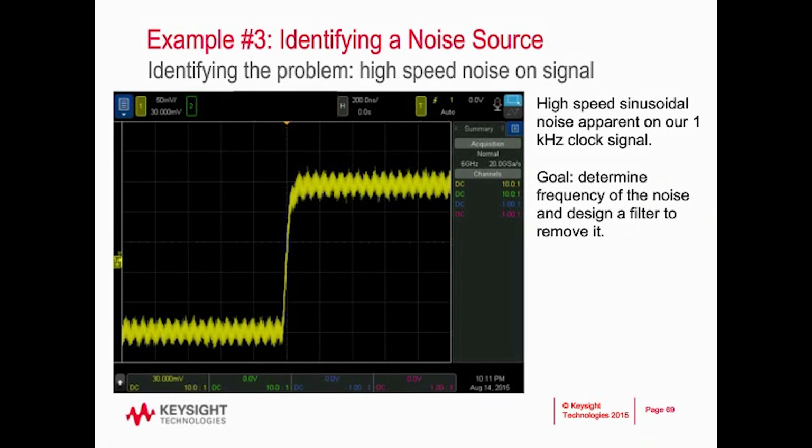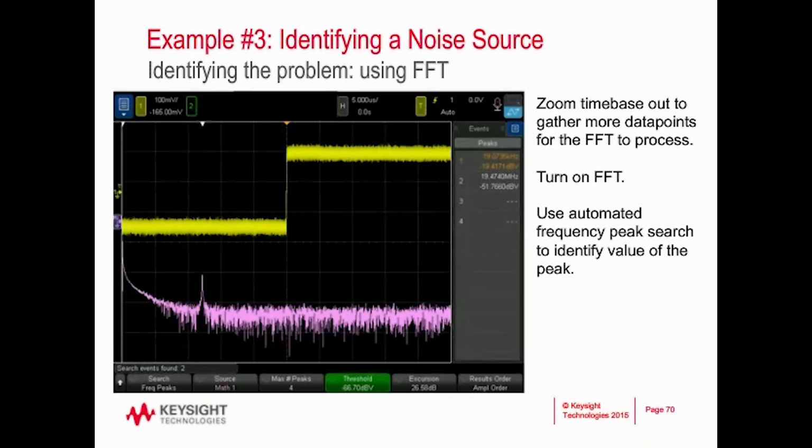For our third example, we're going to be looking at a slow clock with a high-speed noise riding on top. And if we zoom in our time base to an edge, like we see here on this screenshot, we're seeing a sinusoidal high-speed noise riding on the signal. And our job is to determine the source of this noise. And if it's not possible to shield or prevent it, we're going to need to design a filter to remove the noise from our trace.